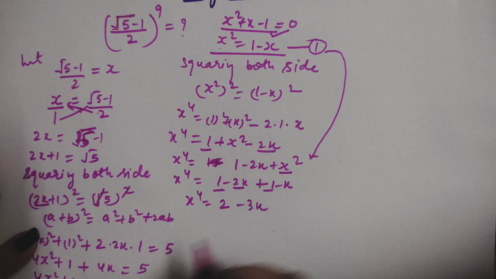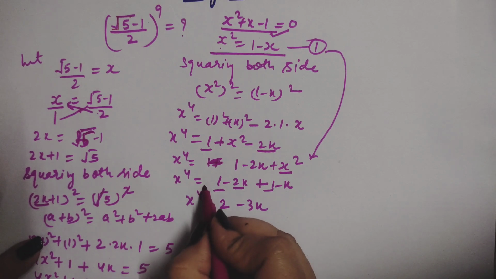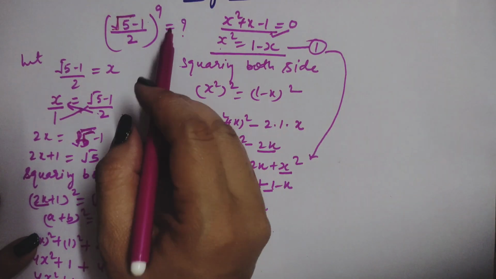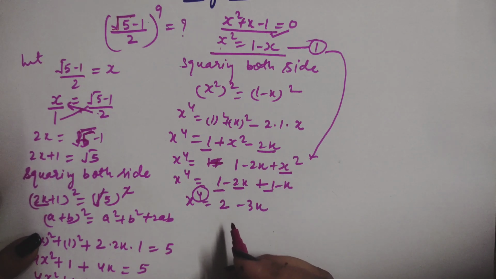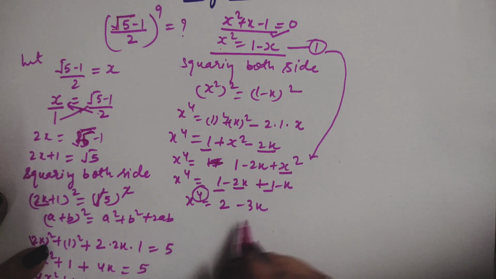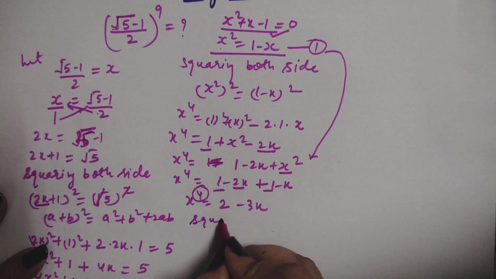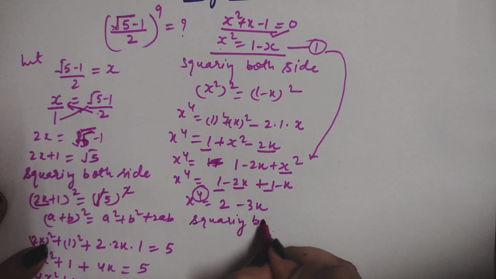So x power 4 is equal to 1 and 1 is 2, and 2x and x is minus 3x. Now you can see we have power 4, but in the question the power is 9. So we will make the power 9. How to make the power 9? For this we again square both sides.